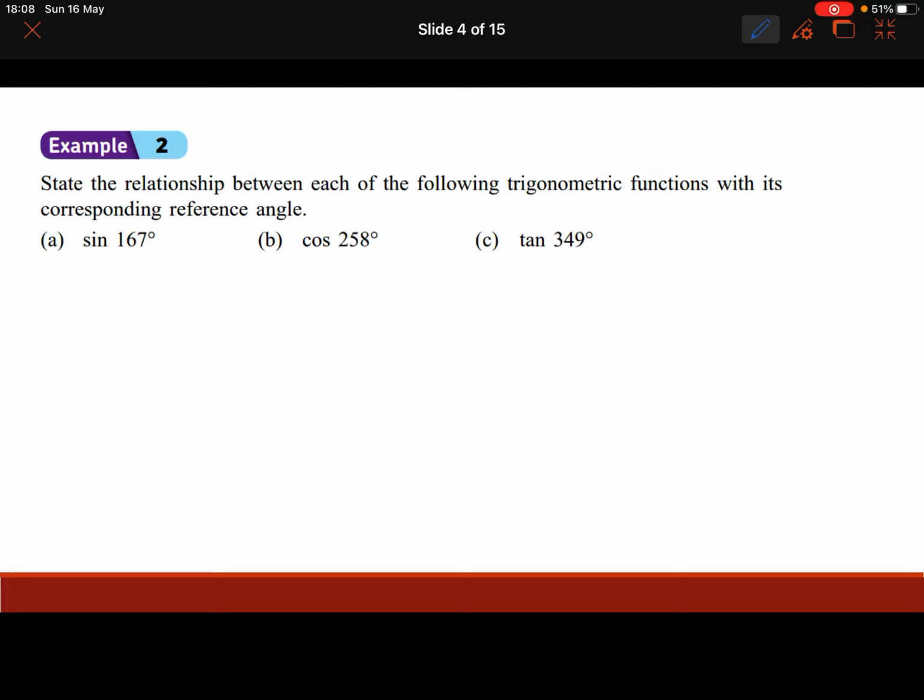Okay, example 2, state the relationship between each of the following trigonometric functions with its corresponding reference angle. So what kind of relationship here? So sine 167, it is in quadrant 2. Okay, 167 here, sine. Okay, sine 167 equals to sine 180 minus 167.